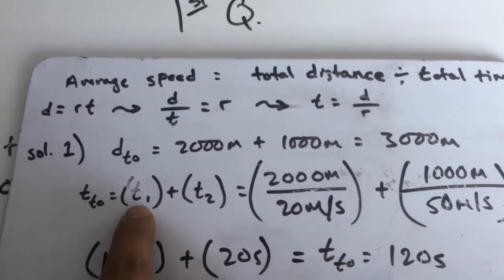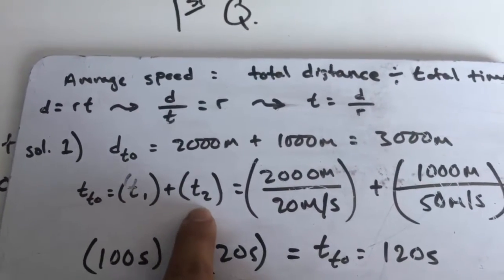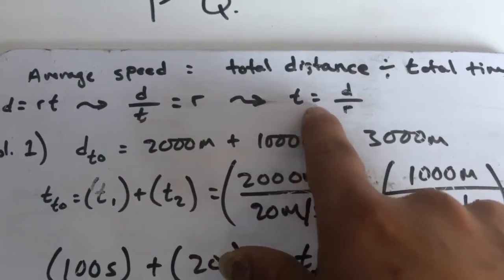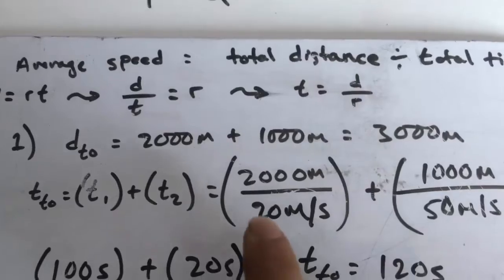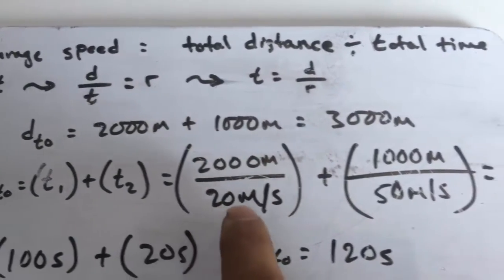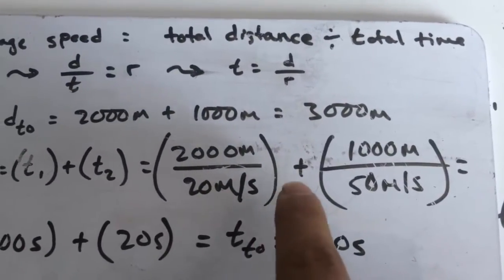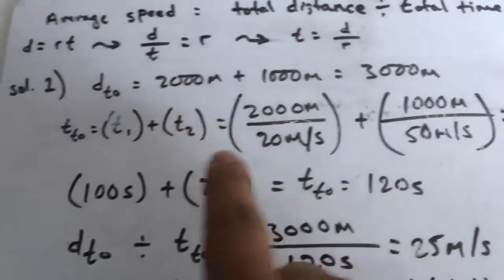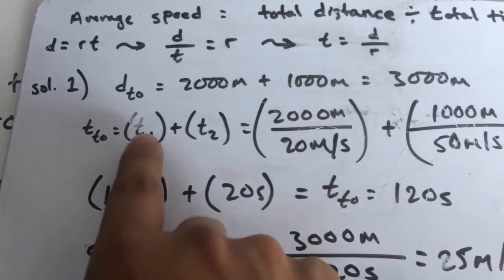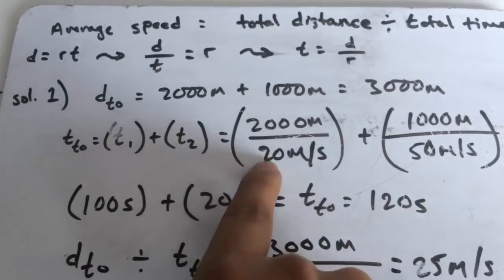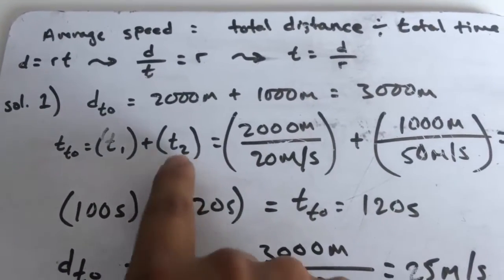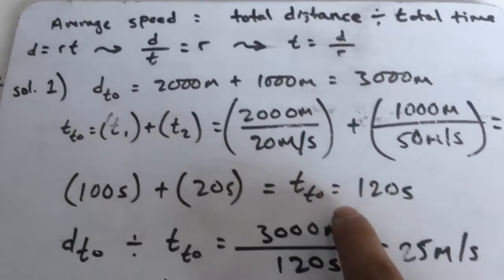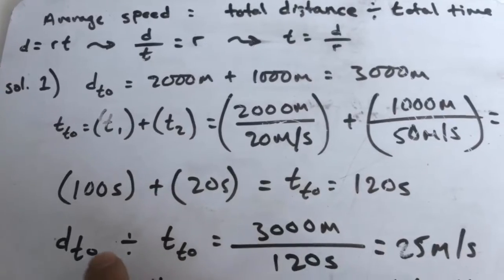The time it takes to complete the first segment plus the time it takes to complete the second segment. This is found using the time equals distance over rate formula, 2,000 meters over 20 meters per second plus 1,000 meters over 50 meters per second. This is equal to 100 seconds for the first time interval and 20 seconds for the second time interval. This is equal to our time total, which is 120 seconds.